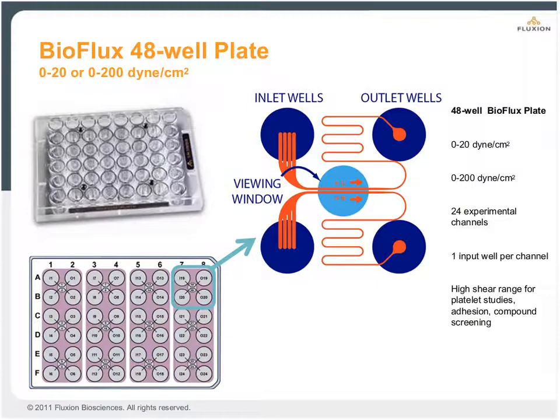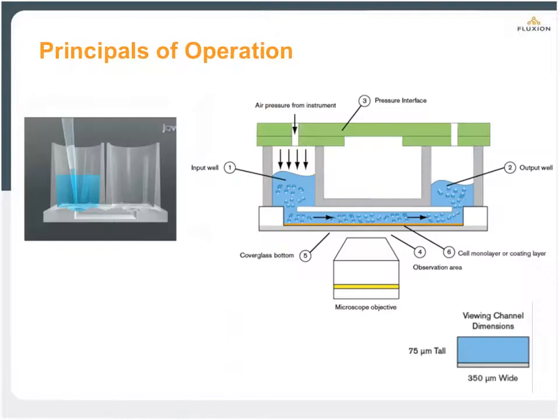The 48-well plates come in 2 shear ranges, enabling both physiological shear, or lower flow rates, and pathological shear, or higher flow rates. Each channel is formed by 2 wells, 1 input well and 1 output. This enables higher throughput. See the channel design right and how it is arrayed over the plate on the lower left panel. So how does the BioFlux work?